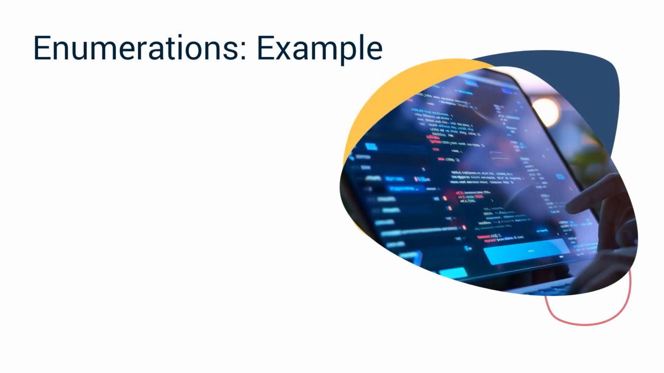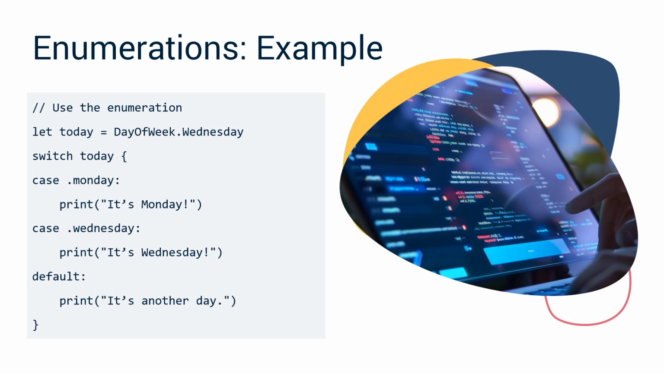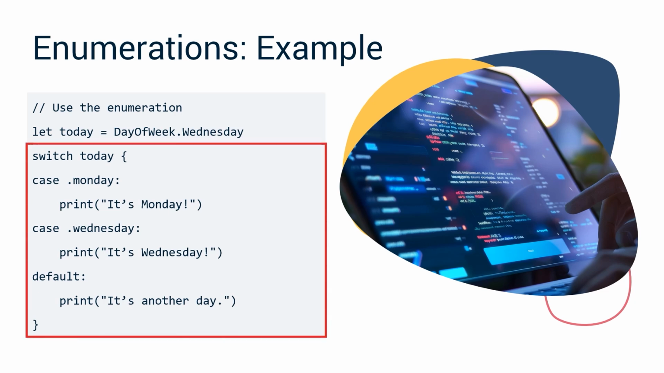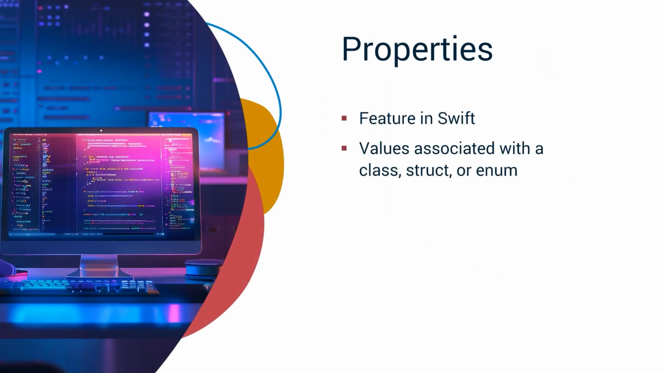Let's consider an example of an enum. In this code snippet, day of week is an enum representing the days of the week. The switch statement then checks the value of today and prints a message based on the day. Moving on, let's delve into properties, another feature in Swift. Properties are values associated with a class, structure, or enum.